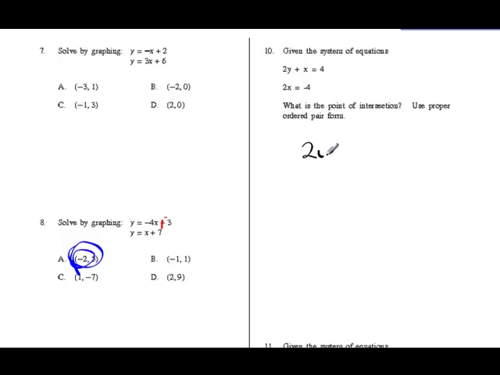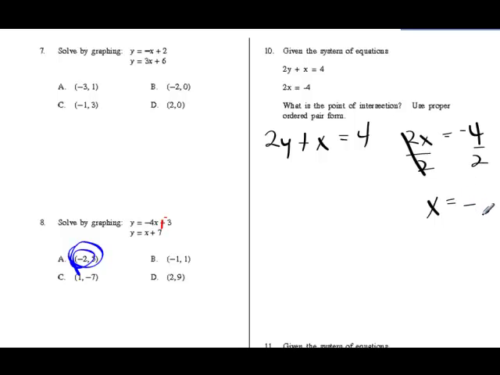So we have 2y plus x equals 4 and 2x equals negative 4. Which one are we going to solve? Which one has only the x? 2x equals negative 4. So solve it. So what's x? Negative 2. So we already are done with half of that. Now what do I do to find the y? Substitute it back over here. So I have 2y plus negative 2 equals 4.